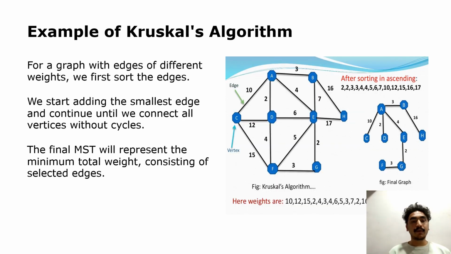We move to an example of Kruskal's algorithm. For a graph with edges of different weights, we first sort the edges. We start adding the smallest edge and continue until we connect all vertices without cycles. The final minimum spanning tree will represent the minimum total weight consisting of the selected edges.